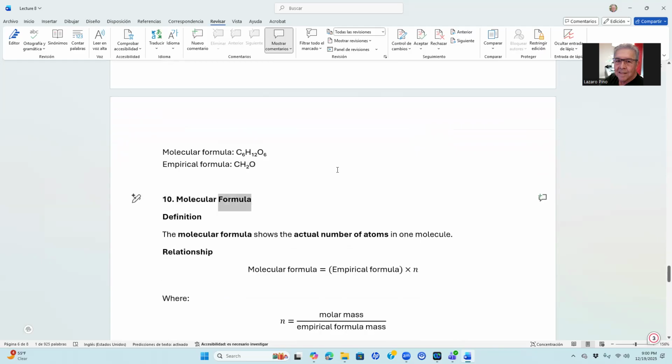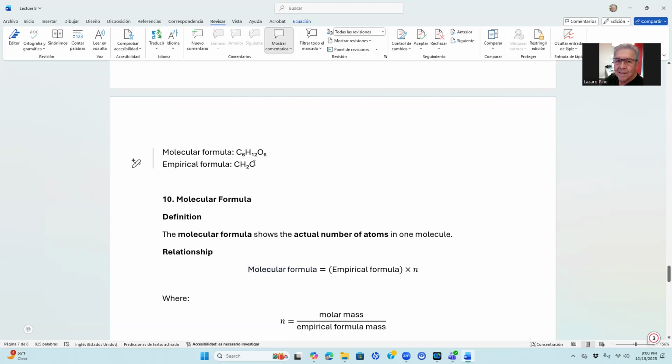Molecular formula. Definition: the molecular formula shows the actual number of atoms in one molecule. Relationship: the molecular formula is equal to the empirical formula times n.